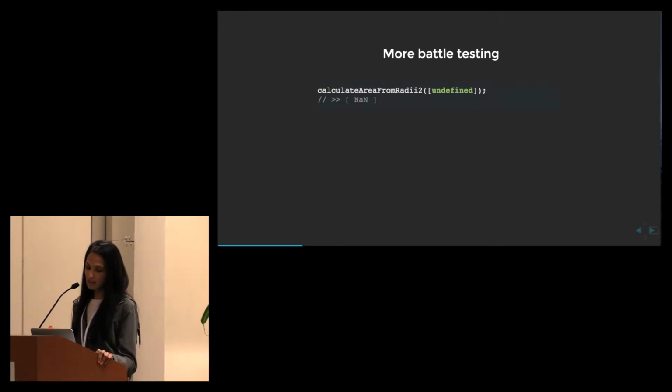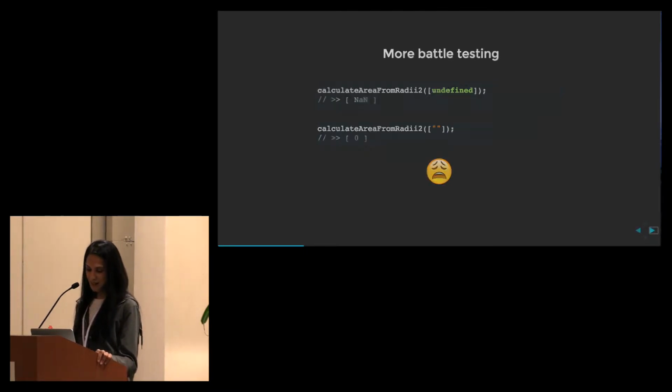So it's looking good so far. I'm going to do a little bit more battle testing, though. What if we pass an array, but we put an undefined in it? What we end up getting is NaN, because in JavaScript, undefined squared is apparently NaN. And then if we pass an empty string into the array, in JavaScript, an empty string squared is 0, so we get 0.